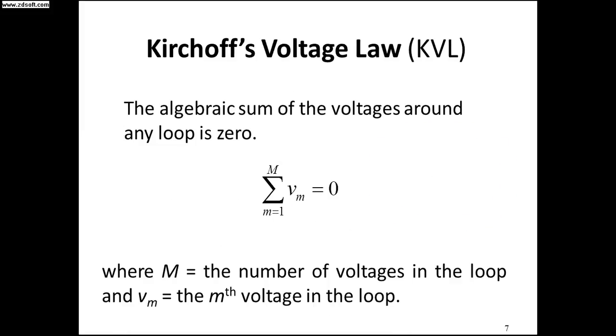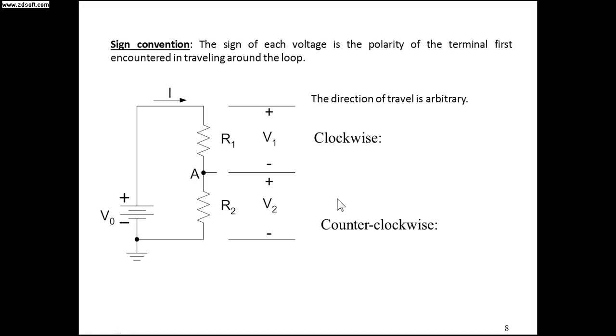In Kirchhoff's voltage law, the algebraic sum of the voltages around any loop is equal to 0. If you have m voltages in the loop, and Vm is the mth voltage in the loop, we say that the summation of Vm is equal to 0. While writing this equation, you can travel the circuit either clockwise or counterclockwise, but both directions give you the same result.